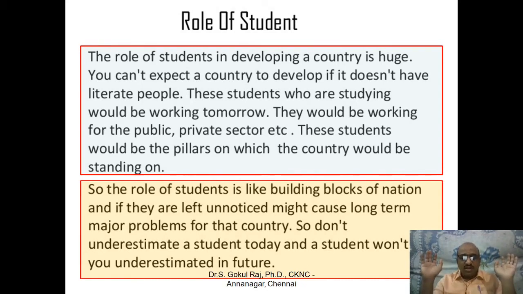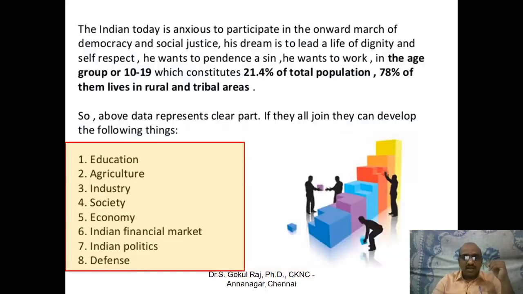I don't underestimate any student of today, but I am saying that they are the ones who are studying and will be working for tomorrow's future, and they are the pillars of any nation. I have just made an economic comparison. You see that we have some sectors, for example education, agriculture, industry, society, economy, financial market, politics and defense.